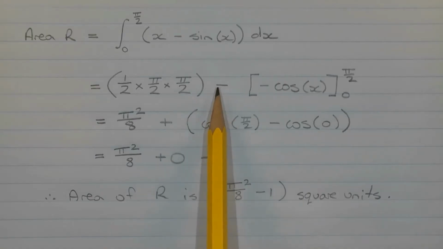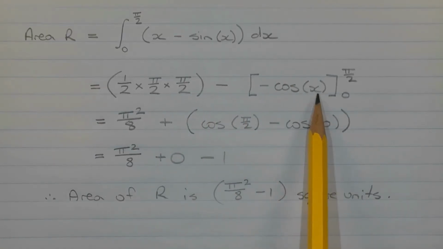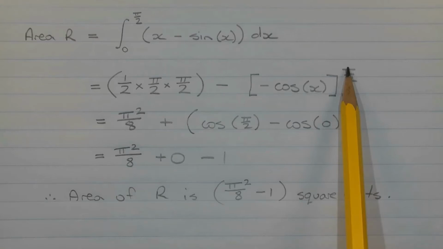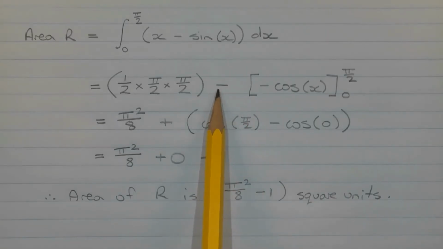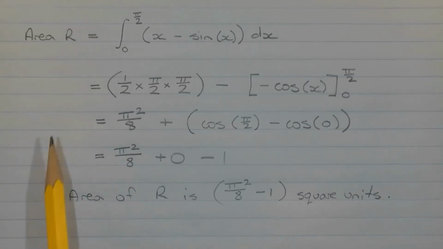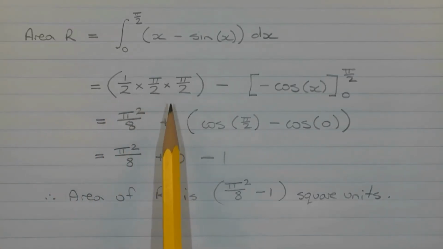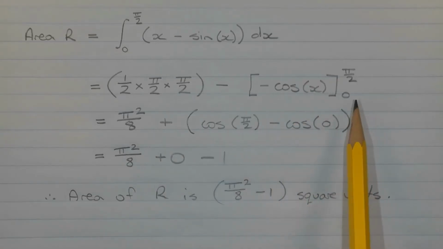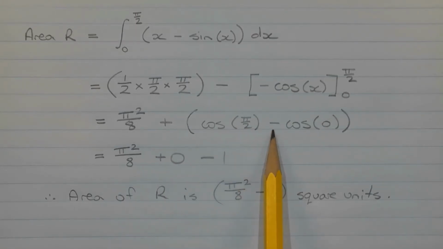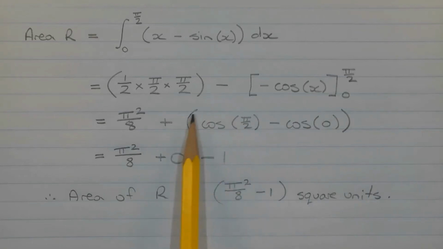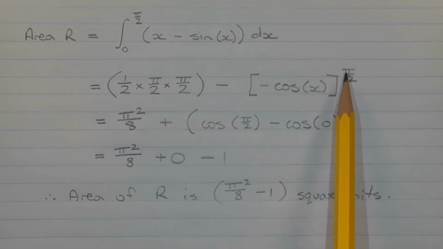But then we need to subtract from that negative cos x from x equals 0 to x equals pi over 2. So negative cos x is found by integrating sine x with respect to x. Now we have a minus and a negative, which becomes a positive here. So the area R is given by half times pi over 2 times pi over 2 minus negative cos x from x equals 0 to x equals pi over 2, which gives us pi squared over 8 plus cos pi over 2 minus cos 0. We get this expression by applying the limits of integration here.